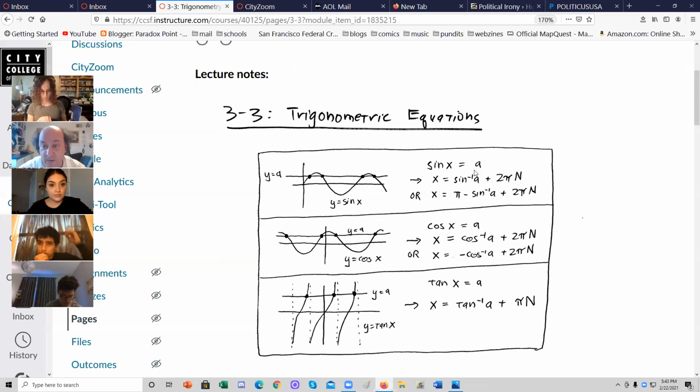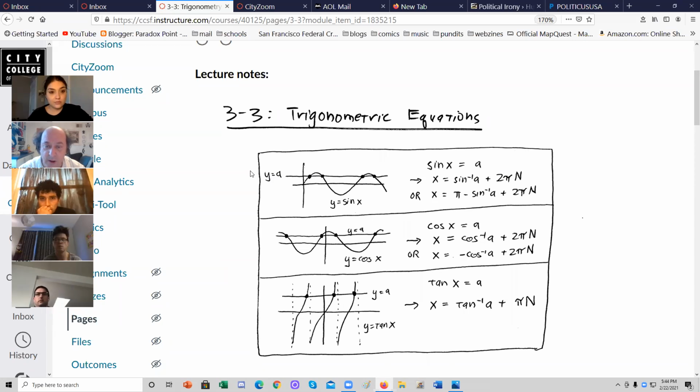Okay, when sine of x equals a, when does that happen? Well, here's a sine wave. Here's the line y equals a, and here is where x equals arc sine of a. Here's arc sine of a plus 2 pi, then plus 4 pi, 6 pi, and so on, plus and minus 2 pi times an integer. X equals arc sine of a plus 2 pi n for n a whole number.